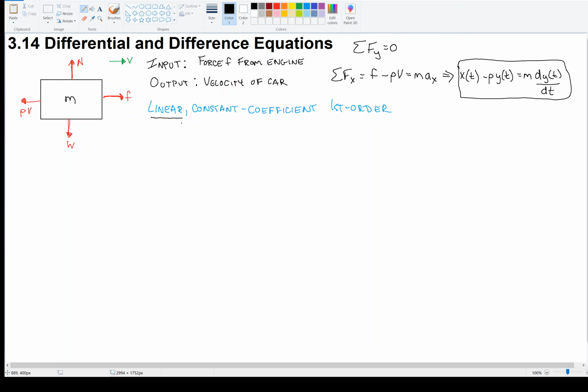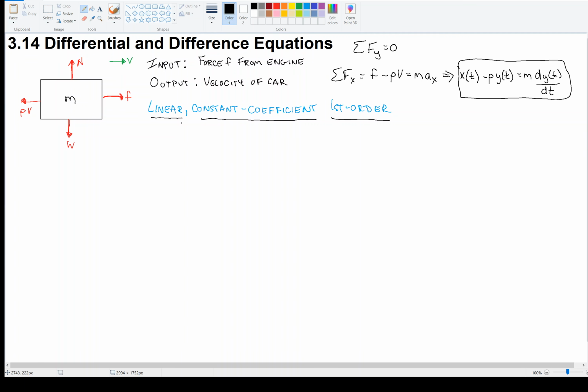First of all, it's linear because none of the derivatives multiply any other derivatives. So it's linear because dy/dt is not multiplying dx/dt, or we don't have any of those mixing of derivatives. So that's a linear equation. It's constant coefficient because the constants in front of x, y, and dy/dt are constant. So we have a 1 here, we have a rho here, we have a mass here. Those things, 1, rho, mass, they do not depend on time, so they're constant. And this is a first order differential equation because the order of the derivative of the output is 1, right? We have a first order or first derivative of the output. We can certainly have a second or a third derivative of the output, but this is a first order differential equation.